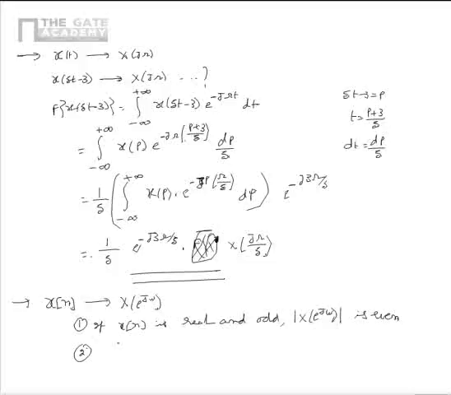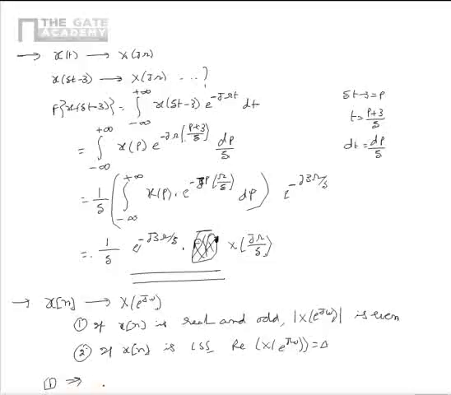And as per statement 2, if x of n is conjugate skew symmetric, real part of X of e power j omega is 0. We have to find which of these two statements is correct. Now let us pick the statement 1.